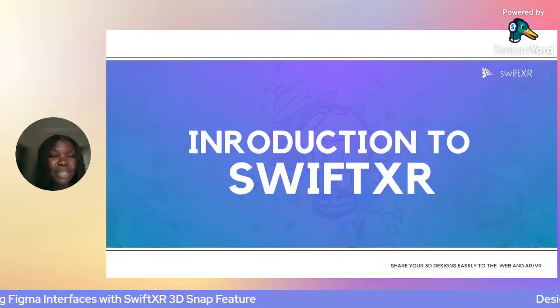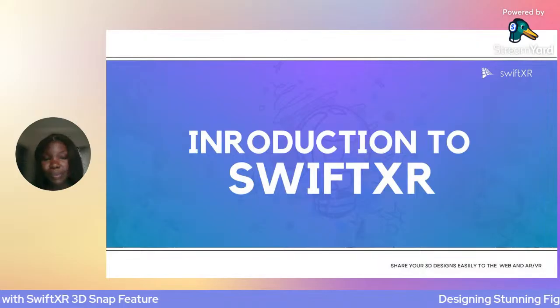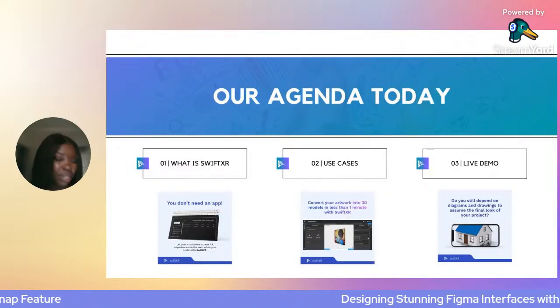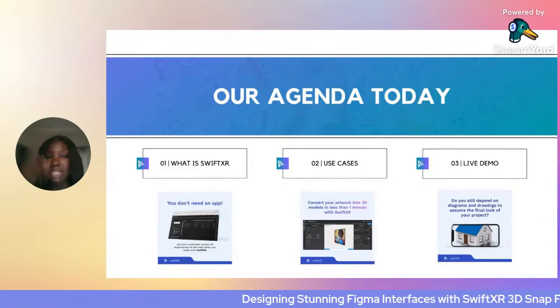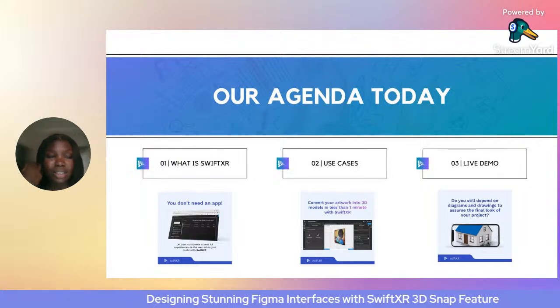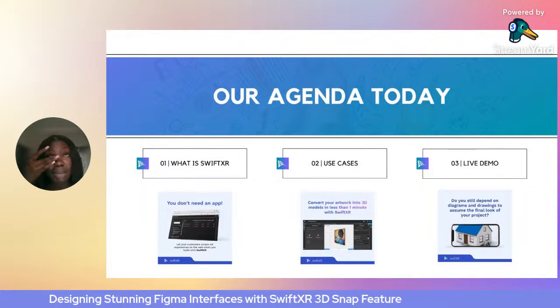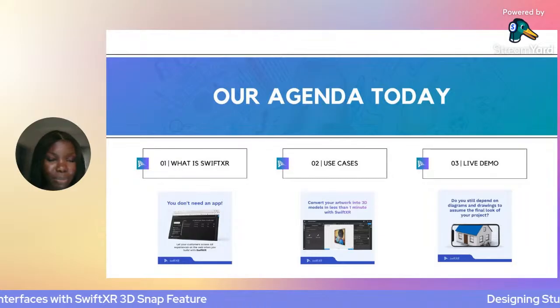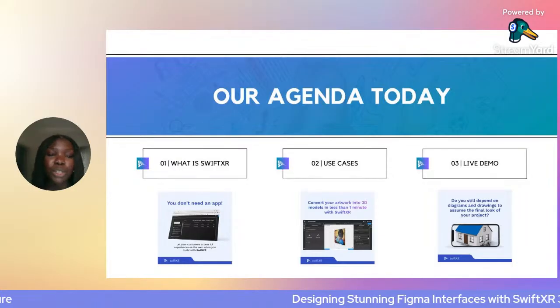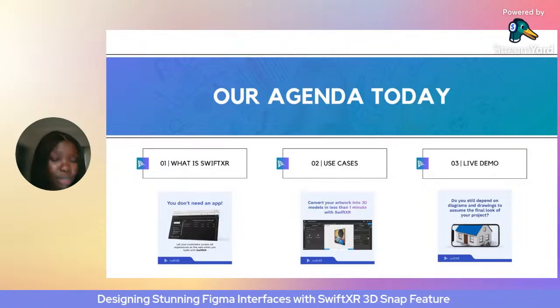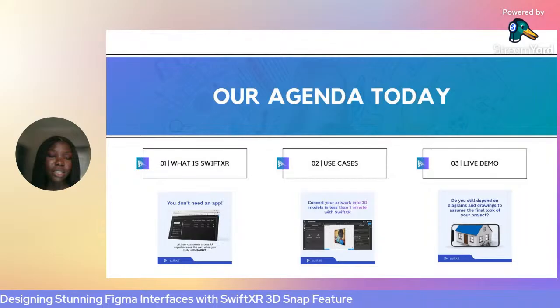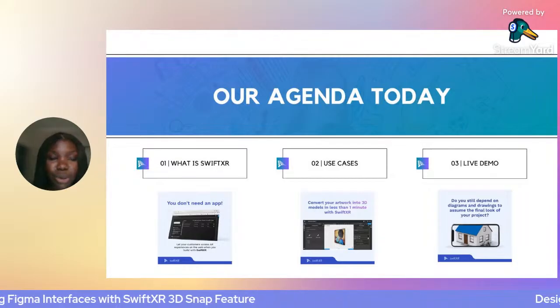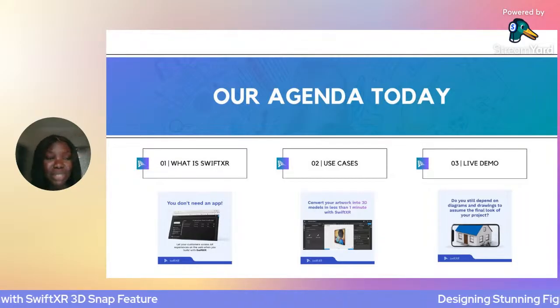All right, without wasting much of our time, what is SwiftXR and what are we going to be doing today? Basically, we're going to be looking at what SwiftXR is. We're going to be looking at SwiftXR use cases, and as well the interesting part, which is the live demo, right? What we're doing today basically is looking at how to design stunning Figma interfaces with SwiftXR's 3D snap feature, which is something pretty interesting.